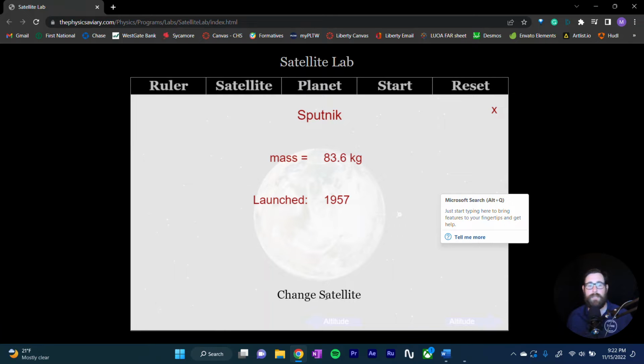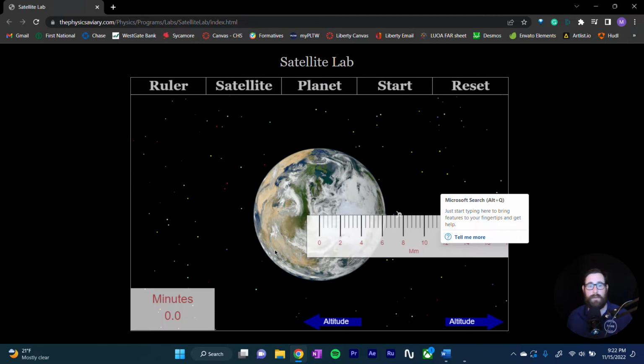And then what we're going to be doing: we're going to throw our ruler up. And so here we can see our altitude. So we're going to set our altitude. I'm going to set it at 10 million meters. So again, capital M is megameters. That is in millions of meters. So we have 10 million meters right there. And so there's my distance, from the center of the Earth out to Sputnik, my robot.